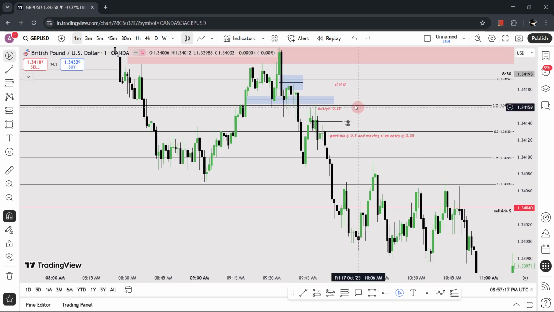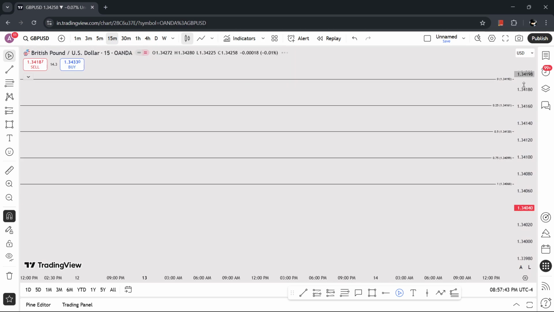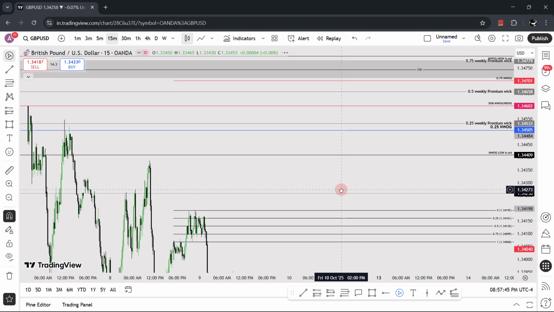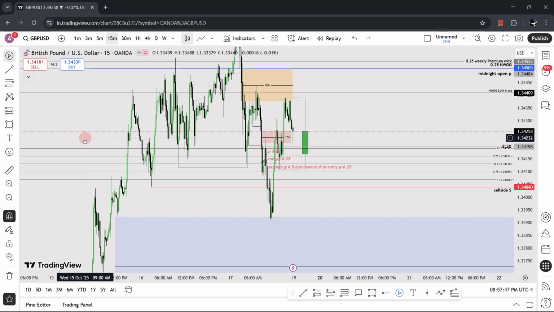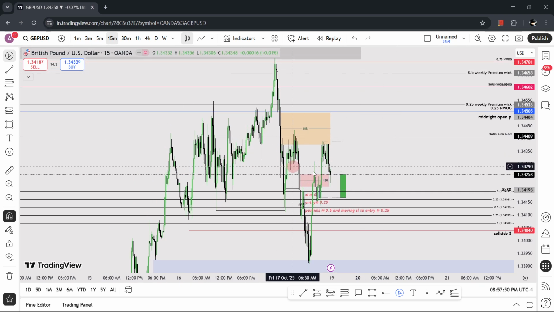The first setup was here, entry was here. We'll take partials at the 0.50 level, that is this one. And we moved our stop close to the entry at the 0.25 level, waiting for the target to hit. I think that's all for the video, guys. You took the screenshot, everything is perfect, I think.